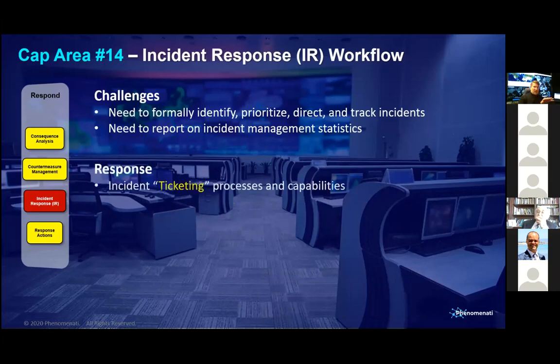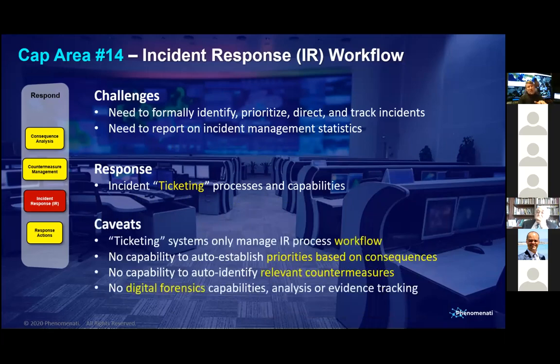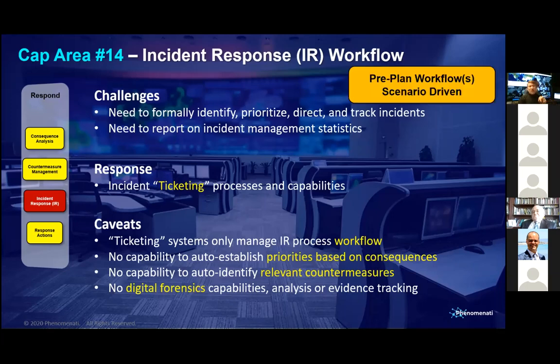No surprises here. We've got to have a disciplined response. We need a ticketing capability. More importantly, we need the workflow and the process that will take advantage of that. What's missing is the ability to prioritize based on consequences. Solutions like BMC Remedy is a wonderful capability, but it does not allow us to prioritize based upon impact to the business. It doesn't give us an inventory of relevant countermeasures, and it's certainly not where we're actually parking our digital forensics.